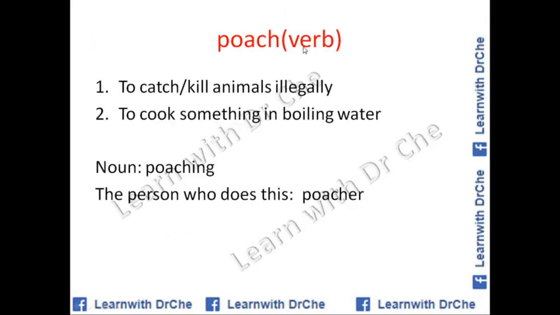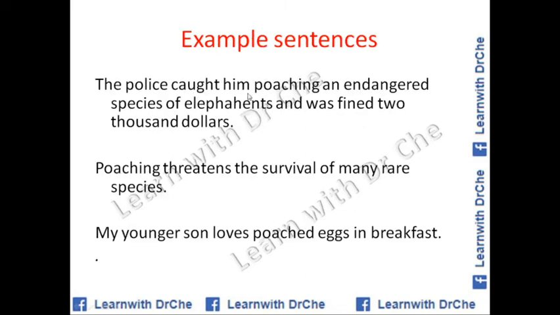Poach is a verb and its noun form is poaching. It means to catch or kill animals illegally. It also means to cook something in boiling water, but that is not common here. In this video it will be used as poaching, to kill animals illegally. The person who does this is called a poacher. Example sentence: the police caught him poaching an endangered species.